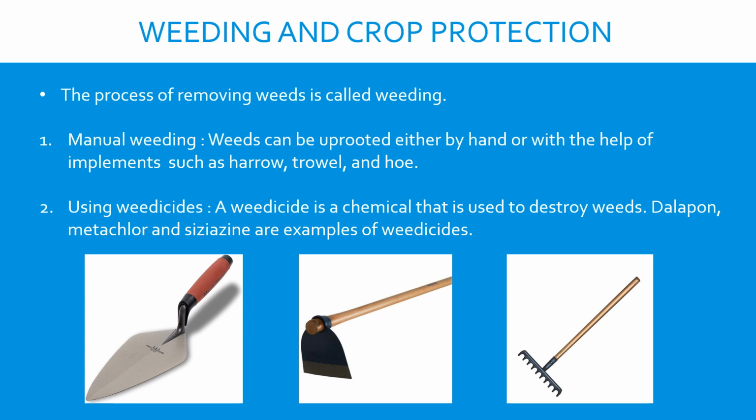So we have two ways. These weeds may be poisonous to human beings and animals also. They are a danger. We have two ways: manually or by using chemicals called weedicides. Let us know about manual weeding first. Weeds can be uprooted either by hand or with the help of implements such as harrow, trowel, and hoe. With hands, manual weeding, they remove the weeds, or they can use harrow, trowel, and hoe.